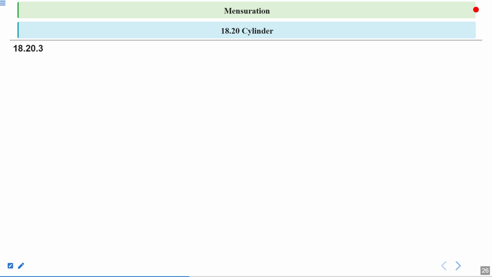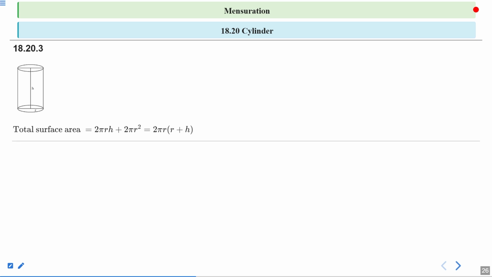18.20.3 of the cylinder. So this is the diagram. And the total surface area will become 2 pi r h plus 2 pi r square, which is equal to 2 pi r in the bracket (r plus h).